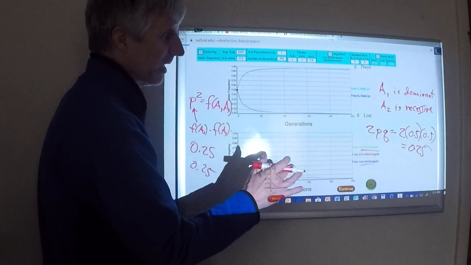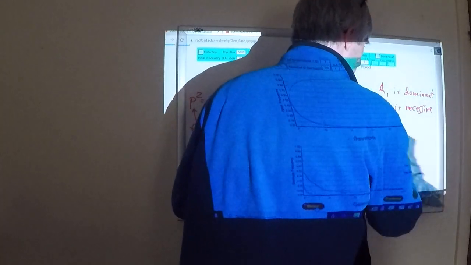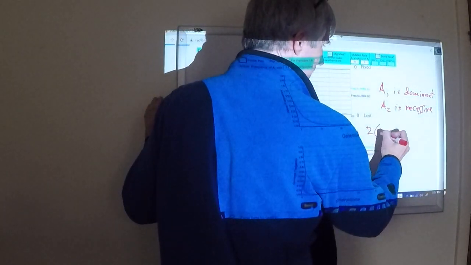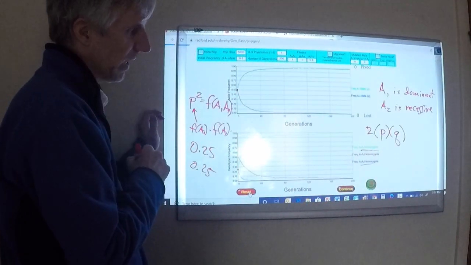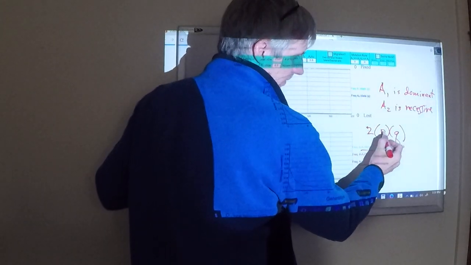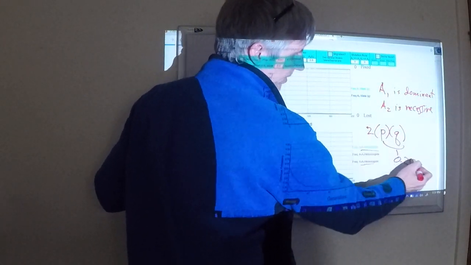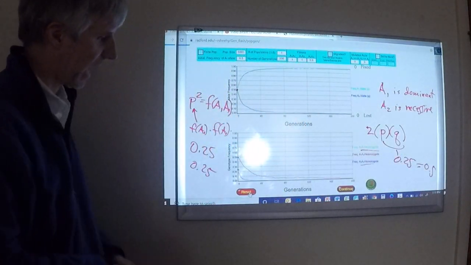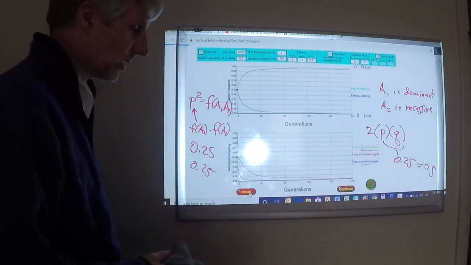Sorry, 50%. I did that wrong, didn't I? 2pq is 2 times p times q, right? That would be 0.5 times 0.5 is 0.25, times 2 is 0.5. And that's exactly what we predict for that first generation.